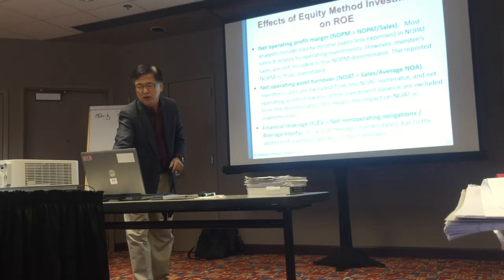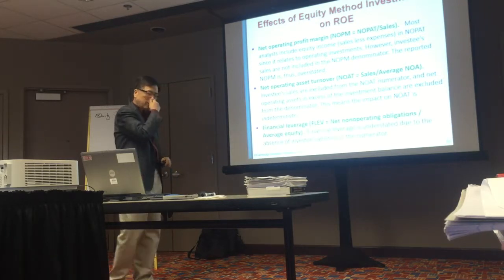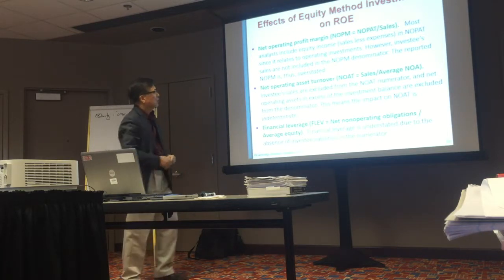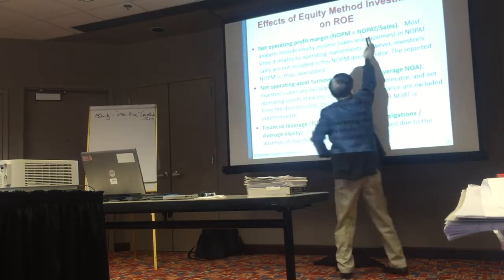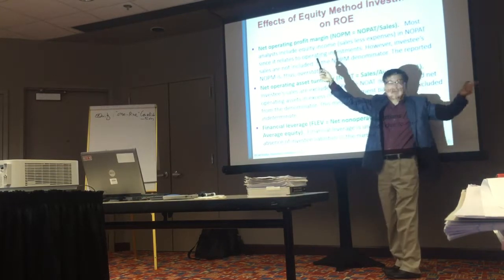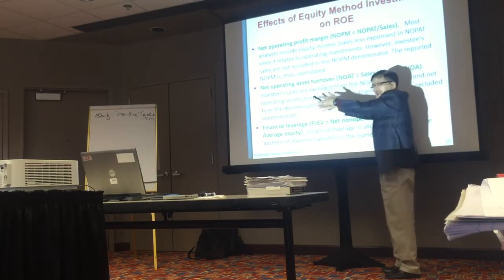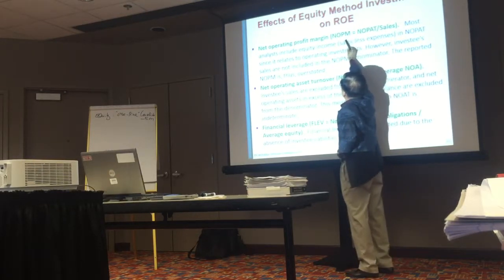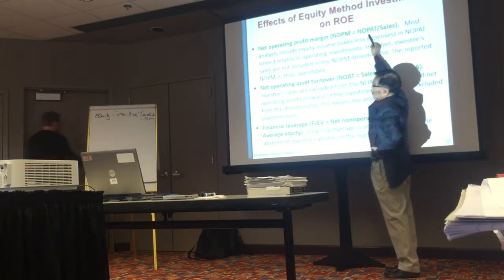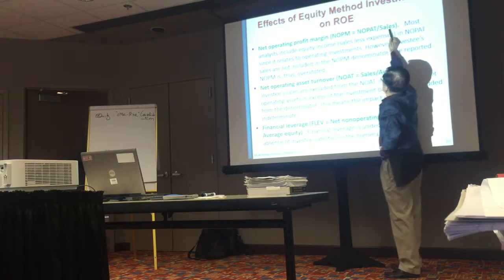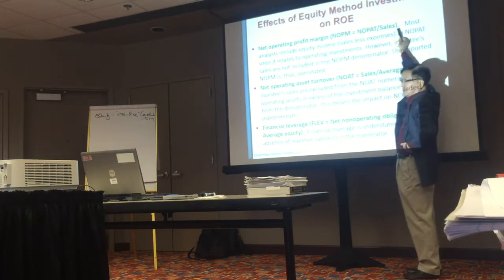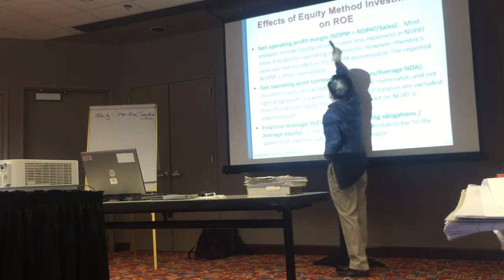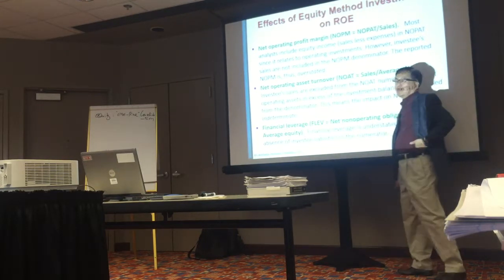Equity method on ROE. See, if you use the equity method, what will happen to here? Well, you increase earnings, equity earnings, because you debit investment, credit investment income. So net operating profit here, your numerator will go up because that is net income increase, but you don't include the subsidiary's target invested sales. So if you use equity, that will overstate net operating profit margin.